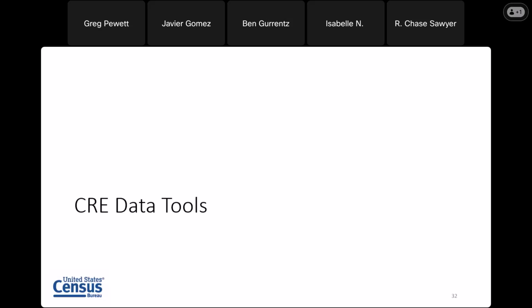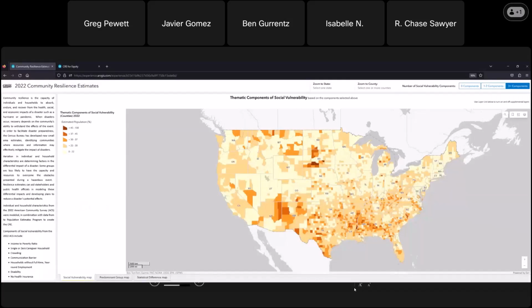At this point, I would like to do a demo of two data visualization applications available to you. I will be focusing today on the dashboards for standard CRE and CRE for equity. So let me switch to my browser here where I already have open the two dashboards. Let me start with the standard CRE dashboard, which, as you can see here on the top left, has already been updated to the 2022 data.